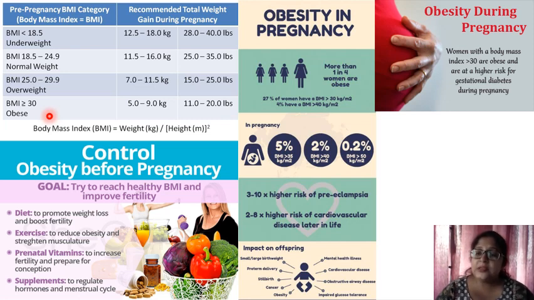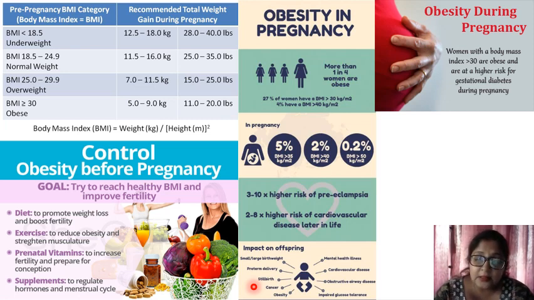Now, what are the risks of obesity during pregnancy? There is a 3 to 10 times higher risk of preeclampsia. What is it? We'll be learning in the next slide. And cardiovascular diseases. It is seen that one in every four women is obese. And there is also a risk of gestational diabetes.